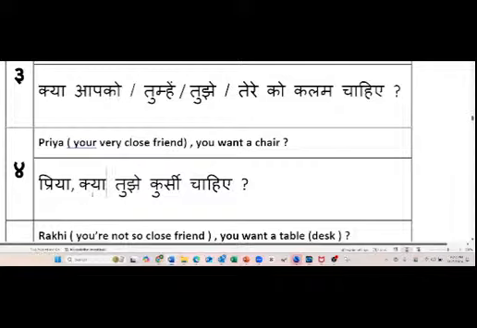So, प्रिया क्या तुझे कुर्सी चाहिए? चलो लिखो सब लोग. तुम्हें is fine. Nothing wrong with तुम्हें, but तुझे is preferable. I thought I wrote tujhe. Tujhe.